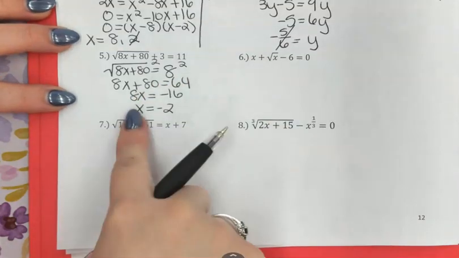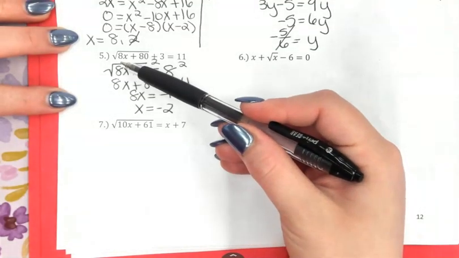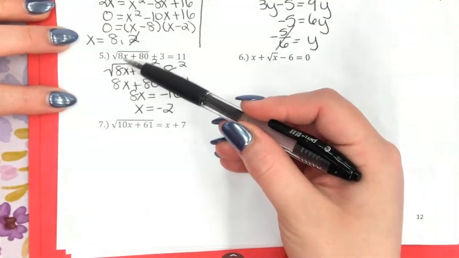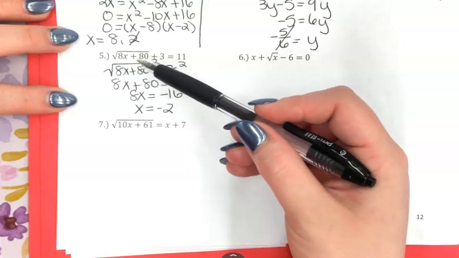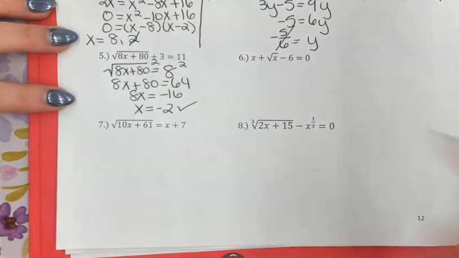Now, you might think, oh, that's a negative value, it's not going to work. But if you plug it in here, 8 times negative 2 is negative 16. Negative 16 plus 80 will still give you a positive number inside of your square root. So that one will work.